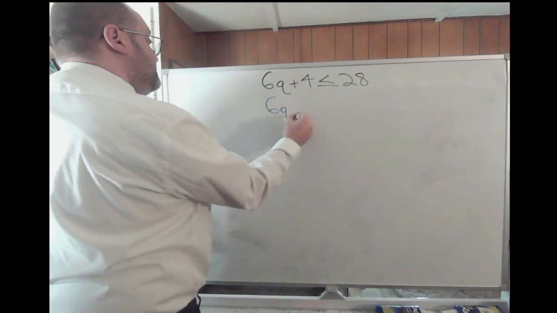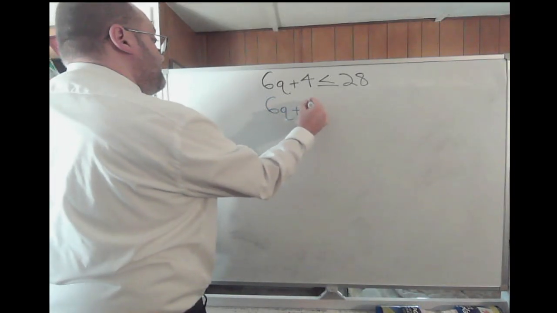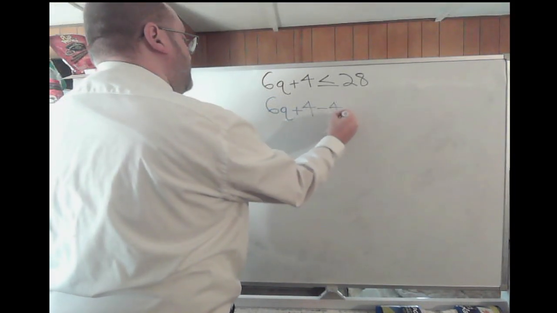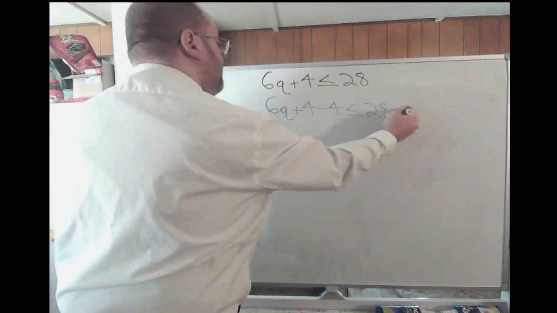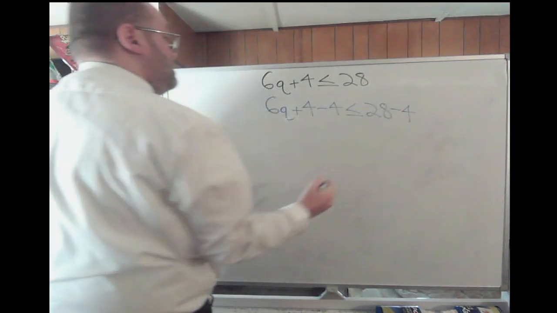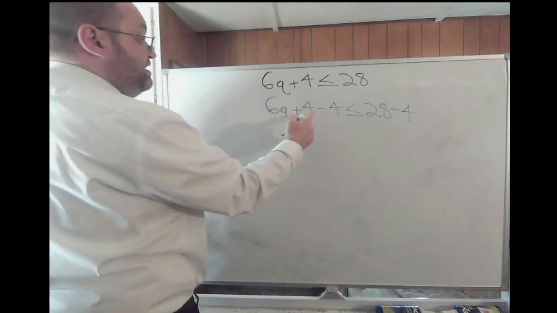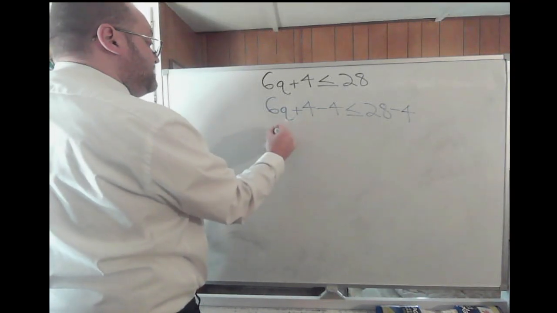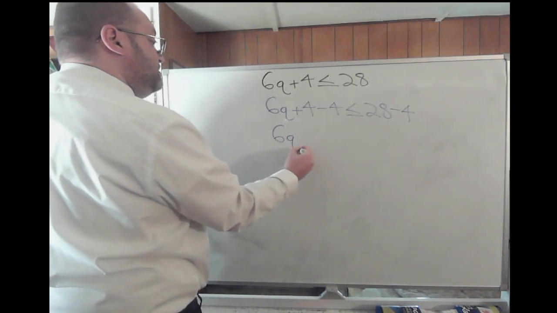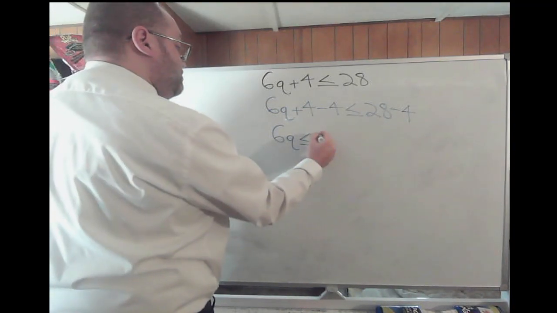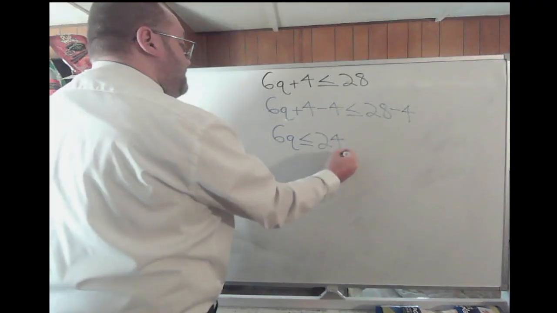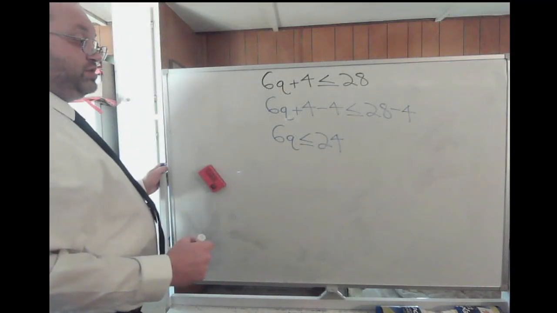So we have 6q plus 4 minus 4 is less than or equal to 28 minus 4. So then on the left side you have 4 minus 4 at 0. That just leaves 6q by itself, which would be less than or equal to 28 minus 4. Well, that'd be 24. So now we got 6q is less than or equal to 24.